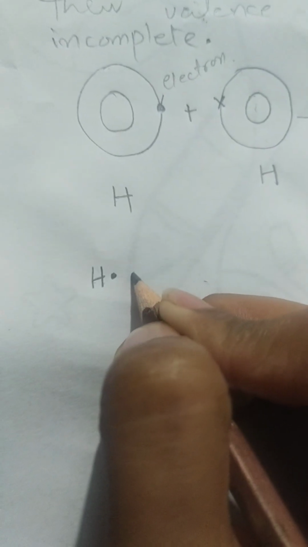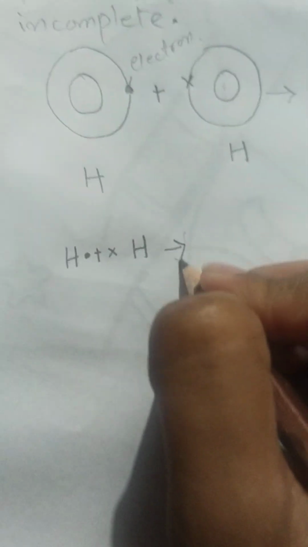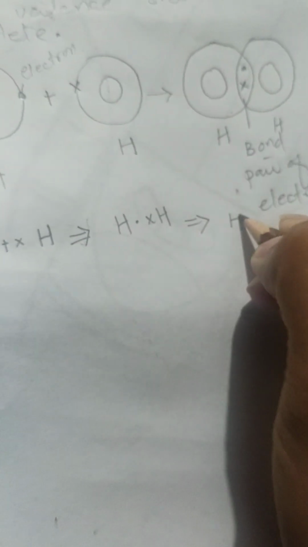We can show this overlapping like this. There is one hydrogen which has one electron in its valence shell. Now there is another electron which is shown by a cross in its valence shell. Now they form a covalent bond by sharing electrons. This sharing of electrons between two atoms can be denoted by a single line between two atoms. This is called a covalent bond. There are many examples of covalent bond formation.